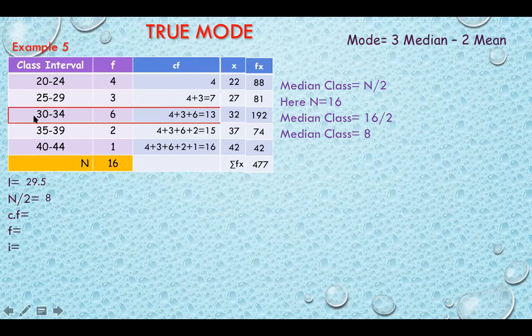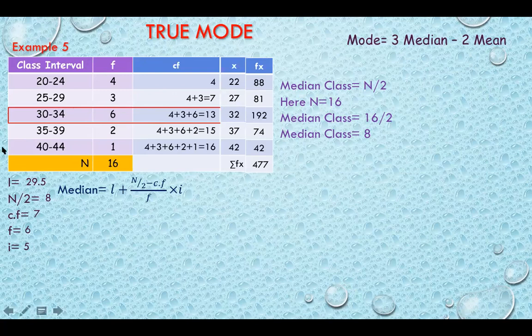The cumulative frequency below this class interval is 7. The exact frequency of the median class is 6, and the class size of the class interval, the difference between these, is 5. Now put these in the median formula, which you have already done in the previous video.